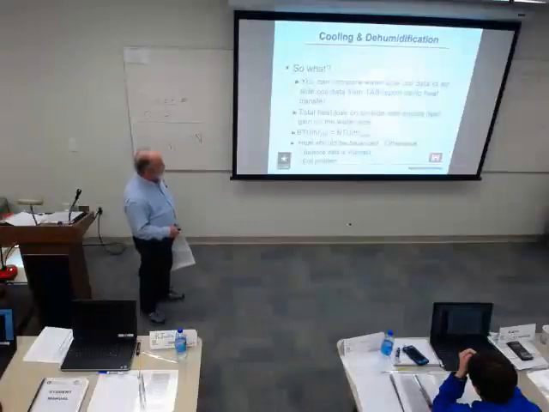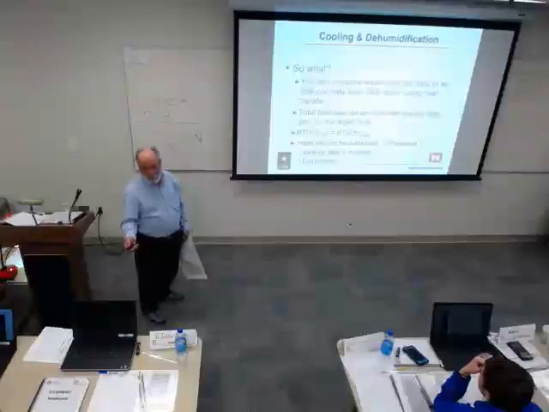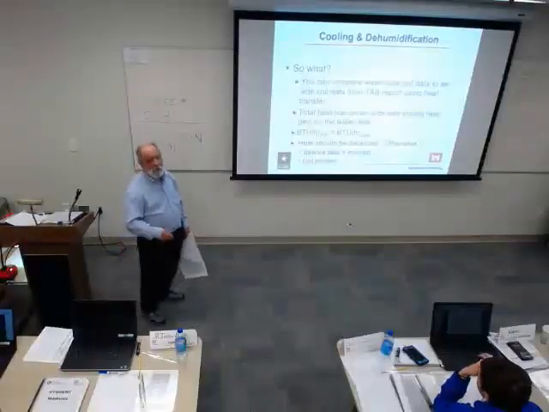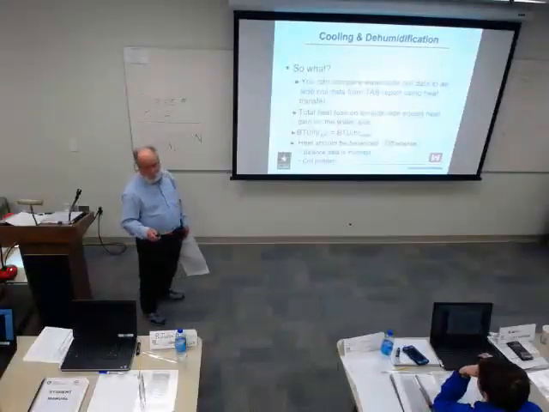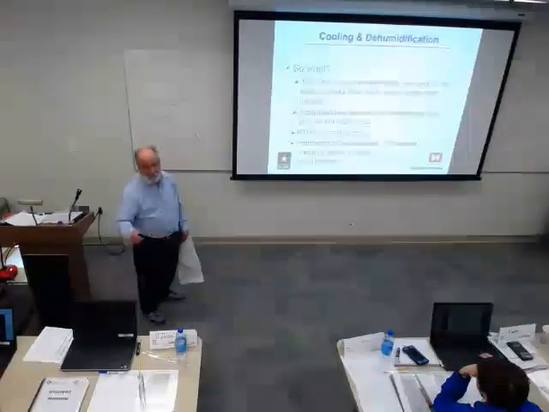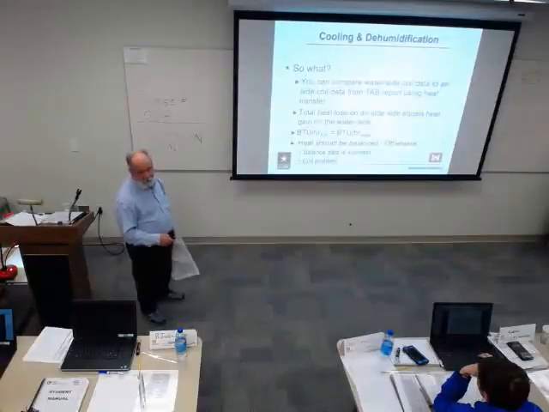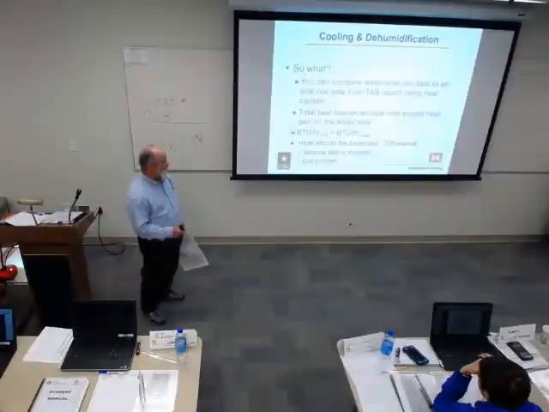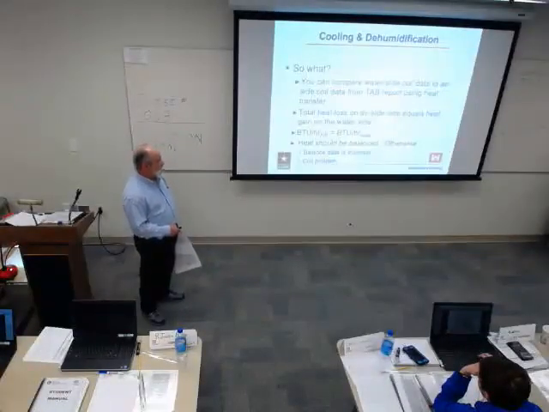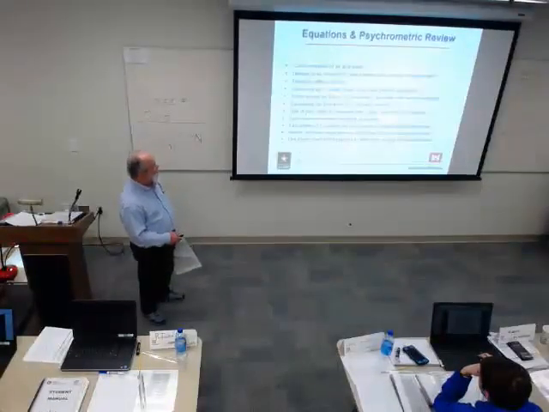So you can compare water side cold data to air side cold data from the TAB report using heat transfer, even for a cooling coil. That's the whole idea here. We saw you do it with a heating coil. You can do it with a cooling coil too. You've got to take both heats into account, because the water doesn't know about latent and sensible. The water side just knows about temperature change because it stays water all the way through. Total heat loss on the air side equals heat gain on the water side. The BTUs per hour for air are going to be the same as the ones for water, and the heat should be balanced. We talked about that a little bit.